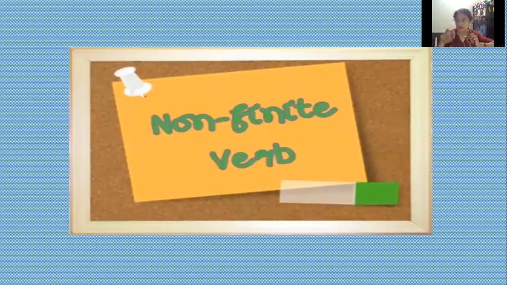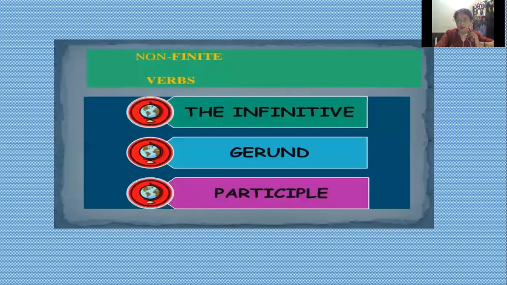Now let's start non-finite verbs. Finally, we are going to start non-finite verbs. So the non-finite verb basically has three parts: the infinitive, gerund, and participle. Today we are going to start with the infinitive. In the next class, we would start with the participle, and in the last class, that is gerund. So for you, it is important to understand the difference between finite and non-finite.